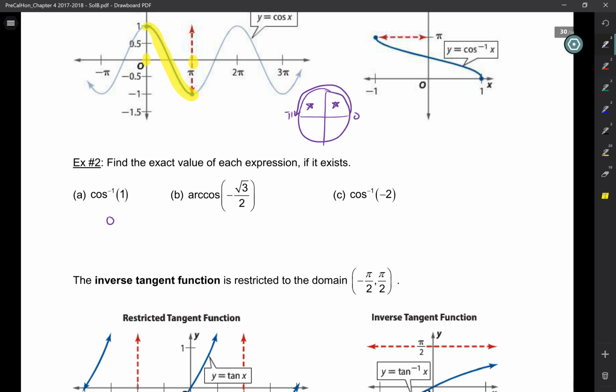Okay, inverse cosine of negative root 3 over 2. This is the domain. It's got to be between negative 1 and 1. I have a 5 pi over 6. I have a negative pi over 6. Do we have a consensus that it's the pi over 6's? Okay, so now I have two possibilities. One of those is correct. 5 pi over 6 is in this quadrant. Negative pi over 6 is in the fourth quadrant. Are we allowed to be in the fourth quadrant? No. 5 pi over 6 will work.